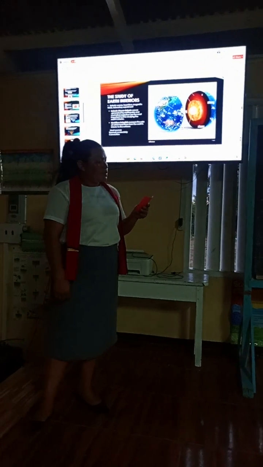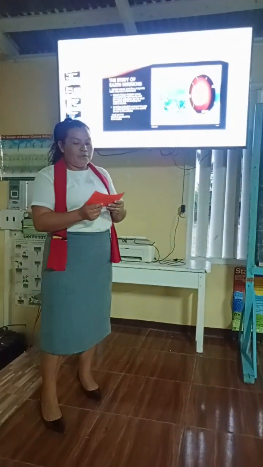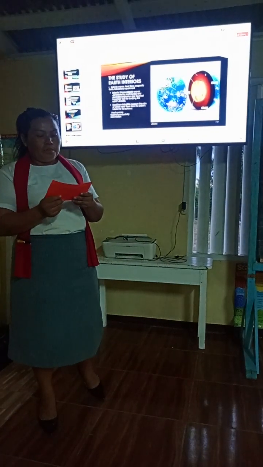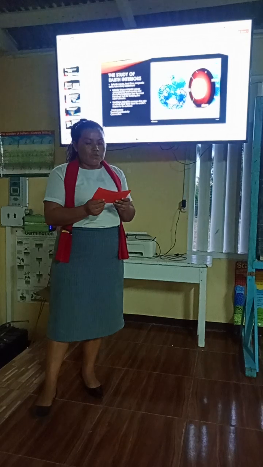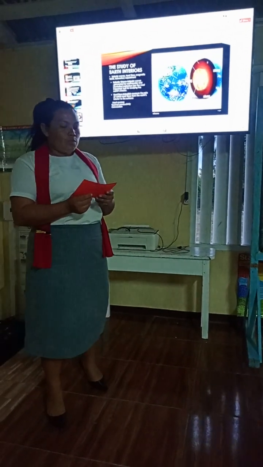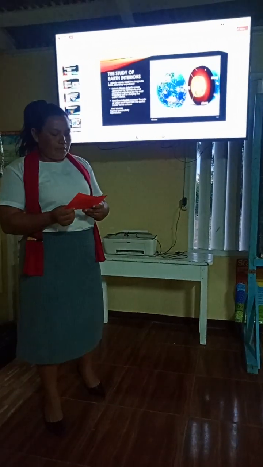Types of waves. There are two main types: P wave, primary, and S wave, secondary. P waves are compressional and can travel through solids, liquids, and gases. S waves are shear waves and can only travel through solids.